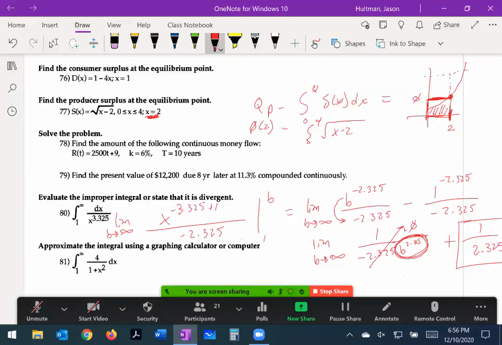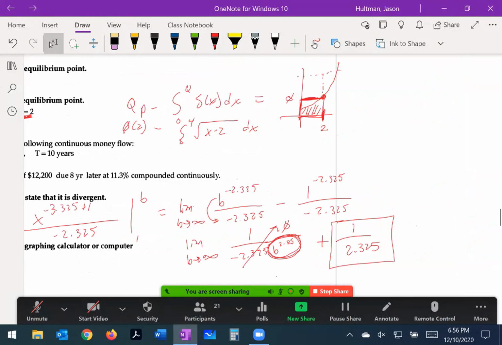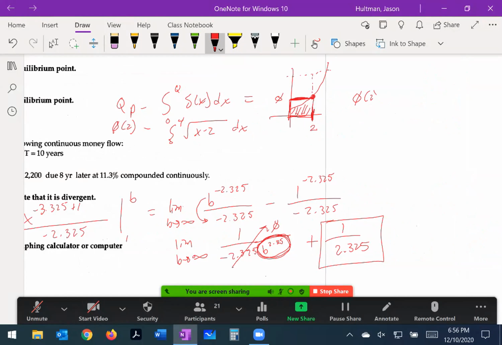So we get 0 times 2 minus the integral from 0 to 4 of the square root of X minus 2 dx. Let me rewrite that over here: 0 times 2 minus the integral from 0 to 4 of the square root of X minus 2 dx. So this is going to be X minus 2 to the 1/2 power.